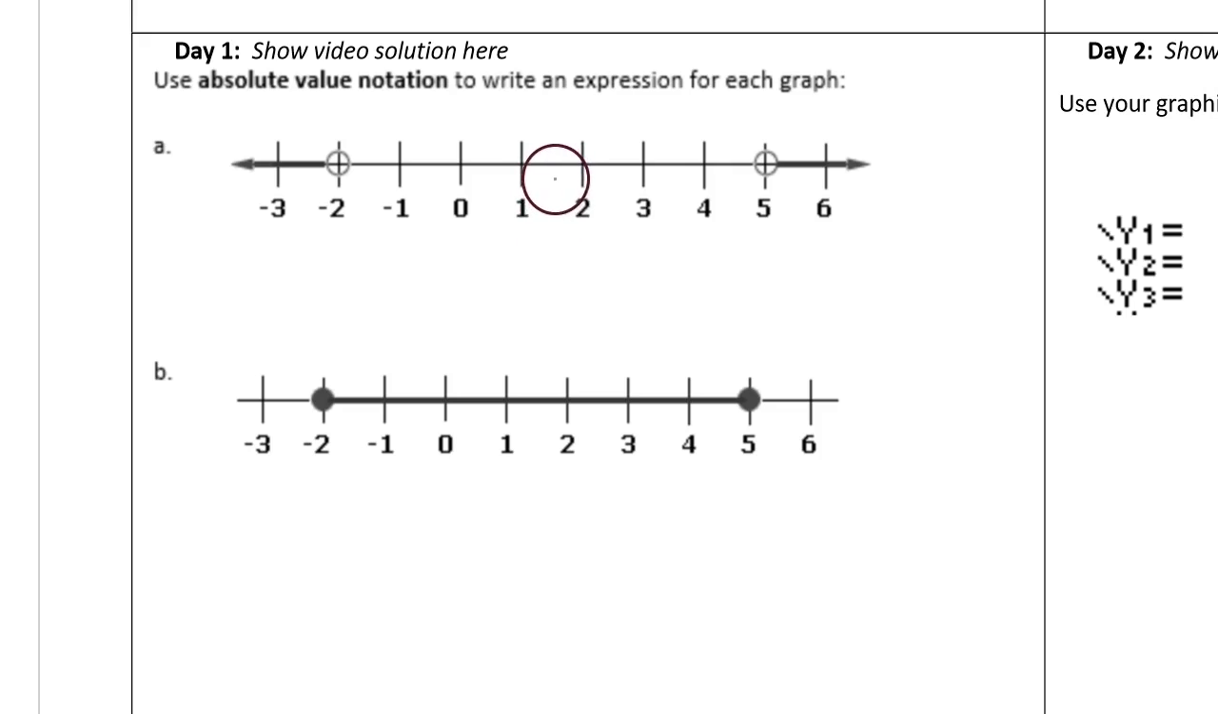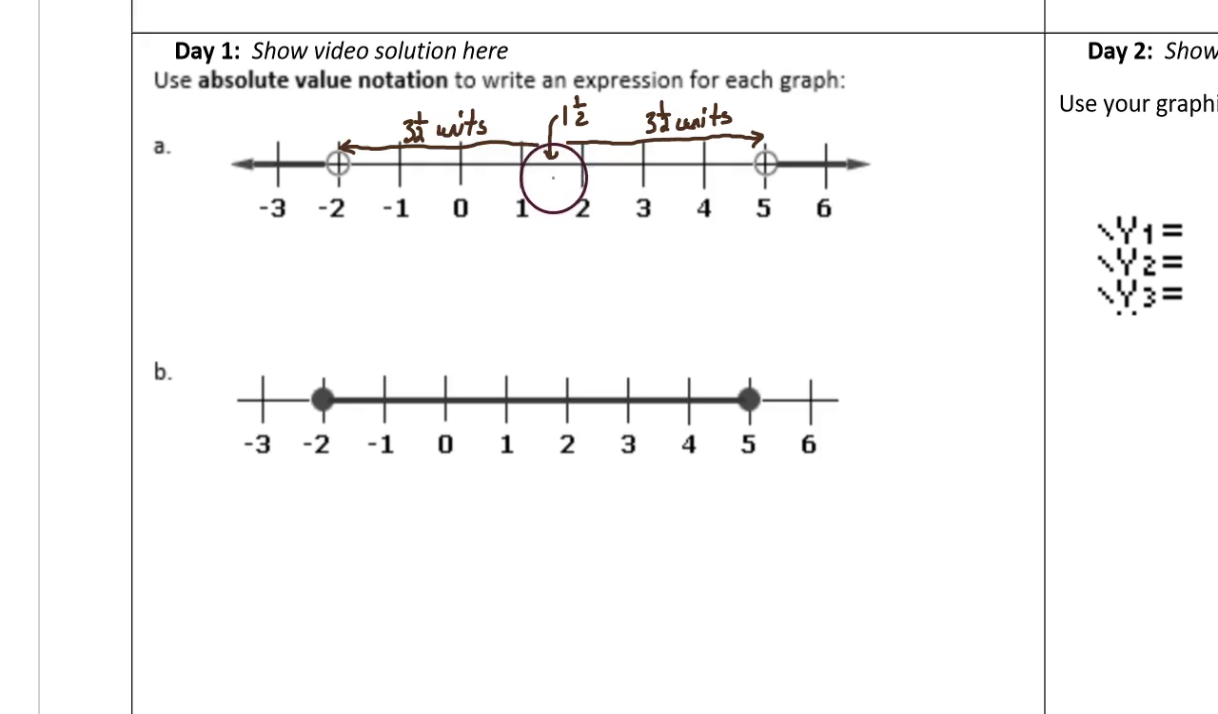Find the midpoint between the two boundary dots. That's located right here at 1.5. The boundary marked at +5 is 3.5 units to the right of 1.5. The boundary marked at -2 is 3.5 units to the left of 1.5. The shaded sections here and here are more than 3.5 units away from 1.5.